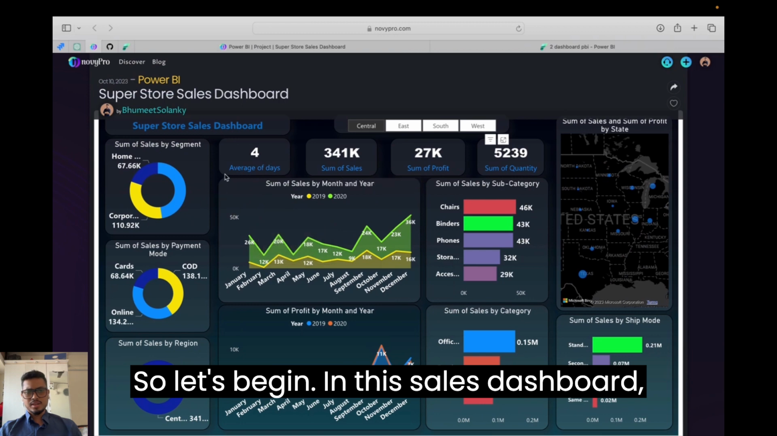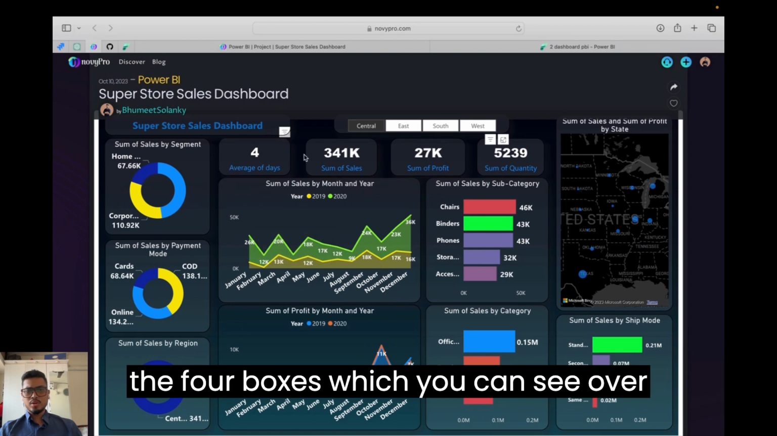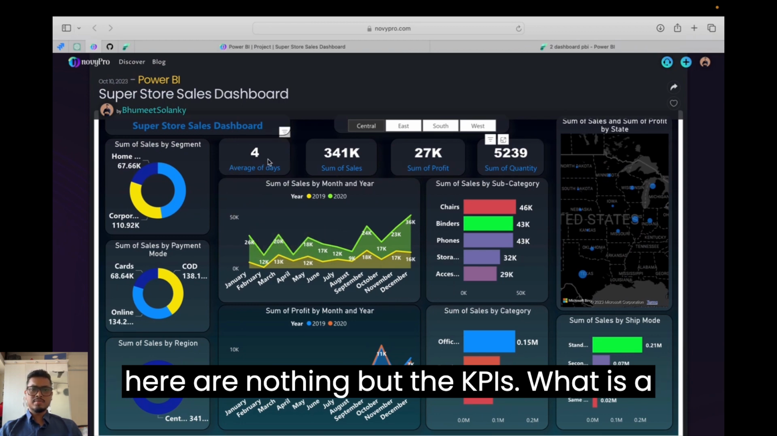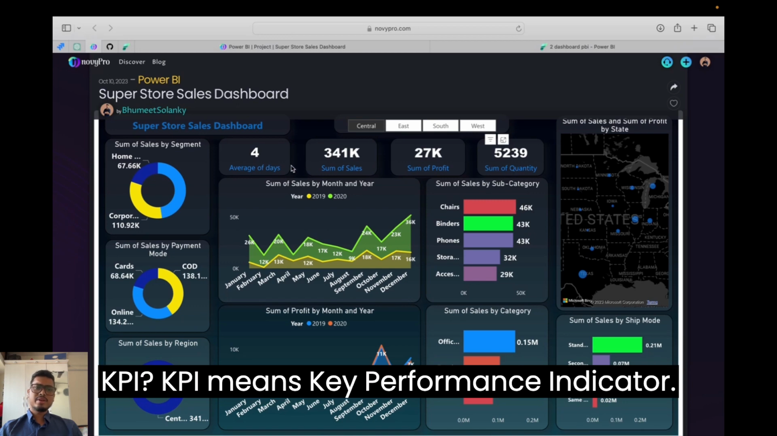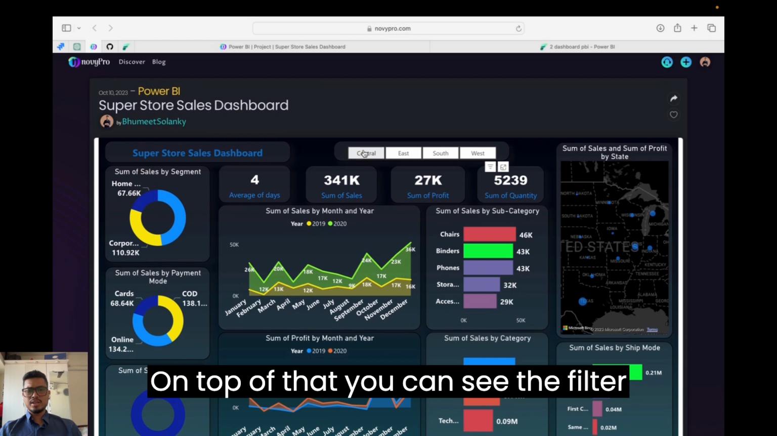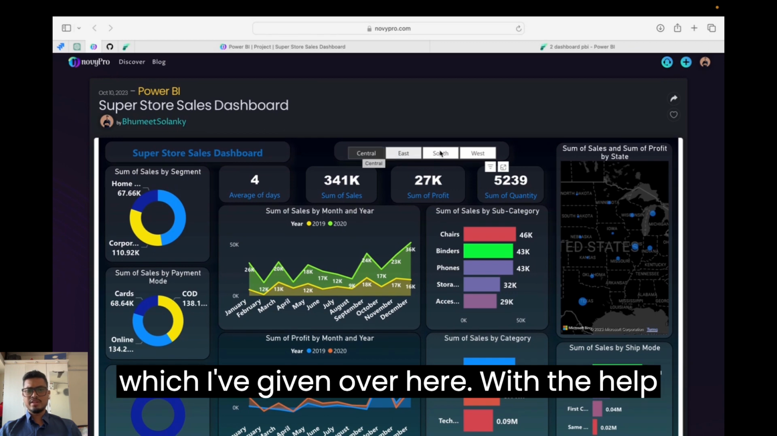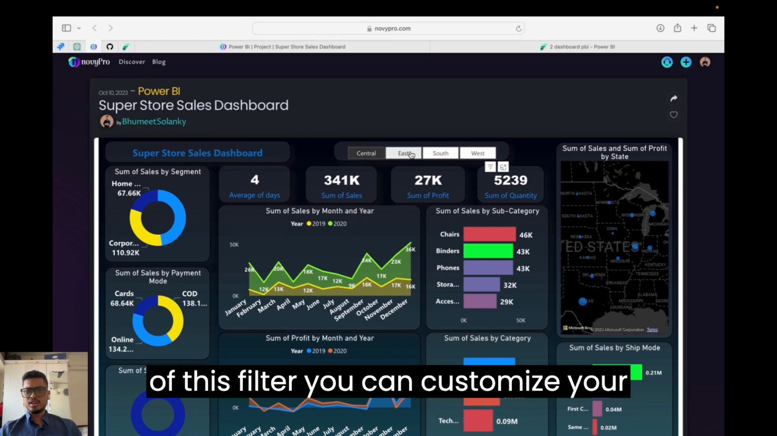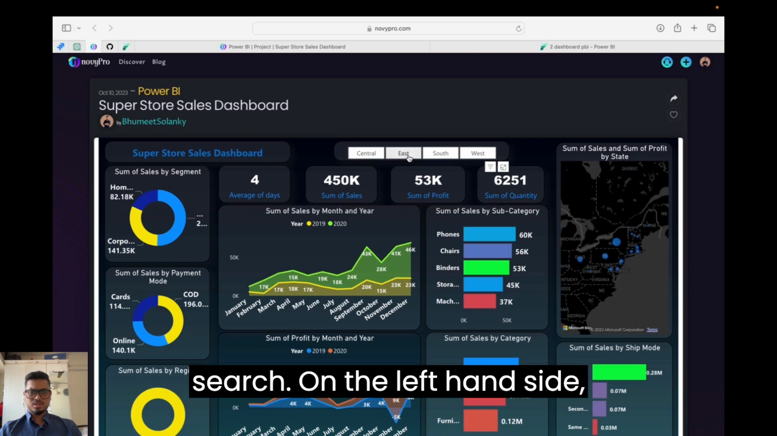So let's begin. In this sales dashboard, the four boxes which you can see over here are nothing but the KPIs. What is a KPI? KPI means key performance indicator. On top of that, you can see the filter which I've given over here. With the help of this filter, you can customize your search.